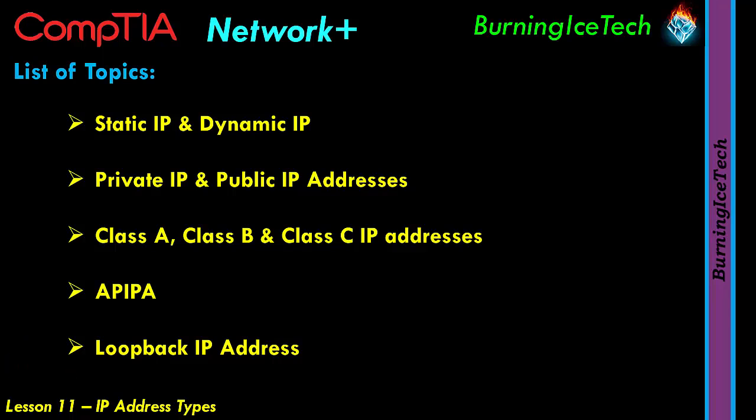I mean, static and dynamic, that's 2. Private and public, that's 2. Class A, B, and C, that's 3. So this list is actually much longer than just 5 items. Alright, so yeah, this is going to be a bit of a longer video, guys, but we do need to cover this quite thoroughly to make sure you guys actually are able to answer these questions in the exam. So on that note, let's jump to it.